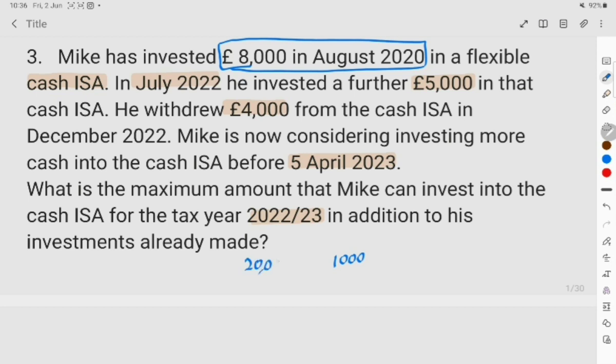So if 5,000 invested and 4,000 withdrawn from that, only 1,000 remains in the investment account, and as we have been told, the limit of cash individual saving account is 20,000. So a further 19,000 can be invested before April 2023. So the main point to remember is that if any amount has been invested in the previous tax year, it should not be considered while deciding the further amount to be invested.